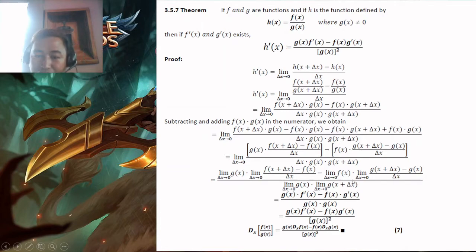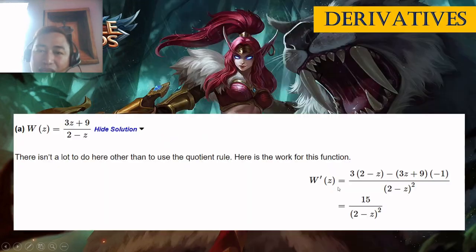So, proof class, no? Okay, example, w of z is equal to 3z plus 9 over 2 minus z. So, class, itong function si w, and then itong variable kay z.